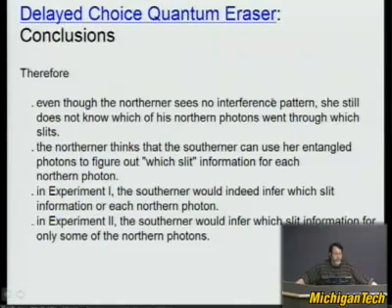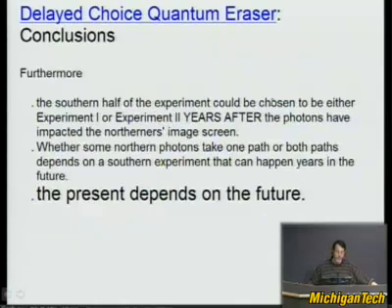So what happens in the northern experiments depends on what happened in the southern experiment. And here it gets weirder. Furthermore, the southern half of the experiment could have been chosen to be either experiment 1 or experiment 2 years after the photons have impacted the northerner's image screen. Whether some northern photons take one path or both paths depends on the southern experiment that can happen years in the future. The present depends on the future. Whether the northern photons take one path or both paths depends on an experiment in the south that hasn't been done yet.